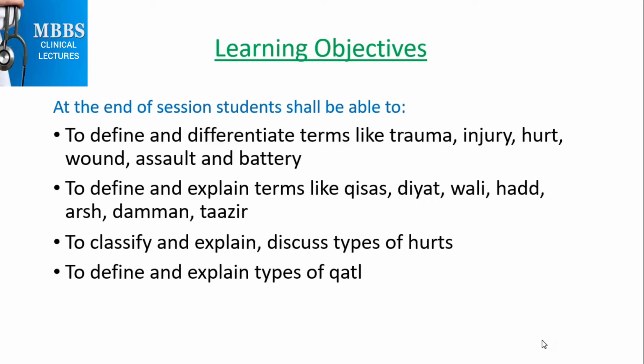Learning objectives for today are: at the end of the session, students should be able to define and differentiate different terms like trauma, injury, hurt, wound, assault, and battery. Students shall also be able to define and explain the terms like qisas, diyat, wali, had, arsh, daman, and tazir. Out of these, qisas, diyat, arsh, daman, and tazir are the punishments.